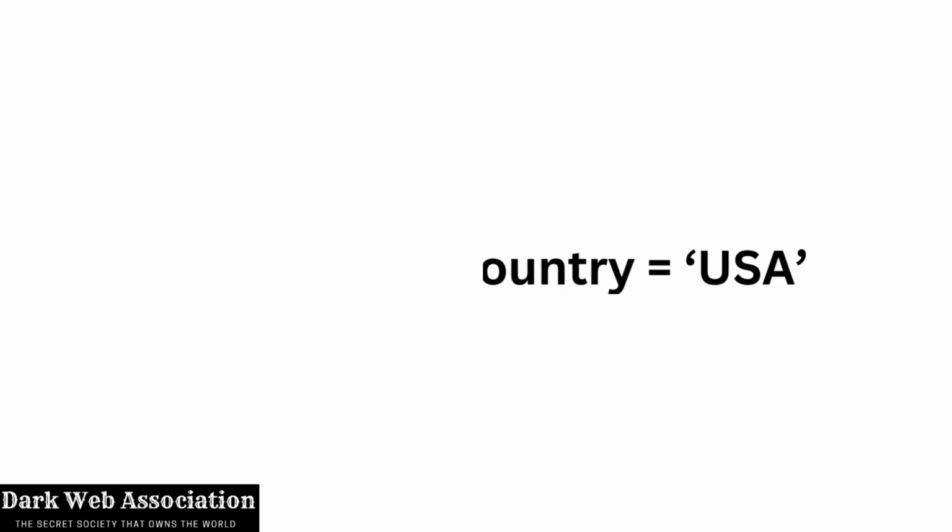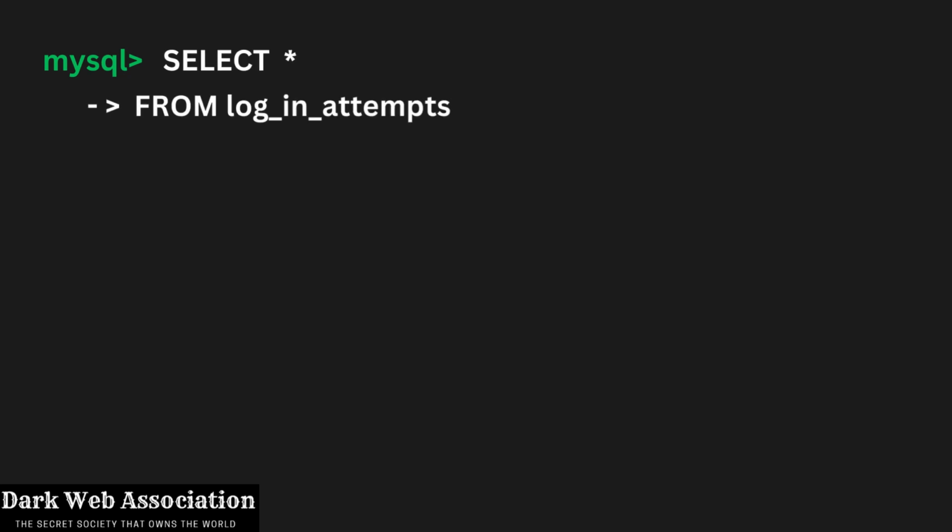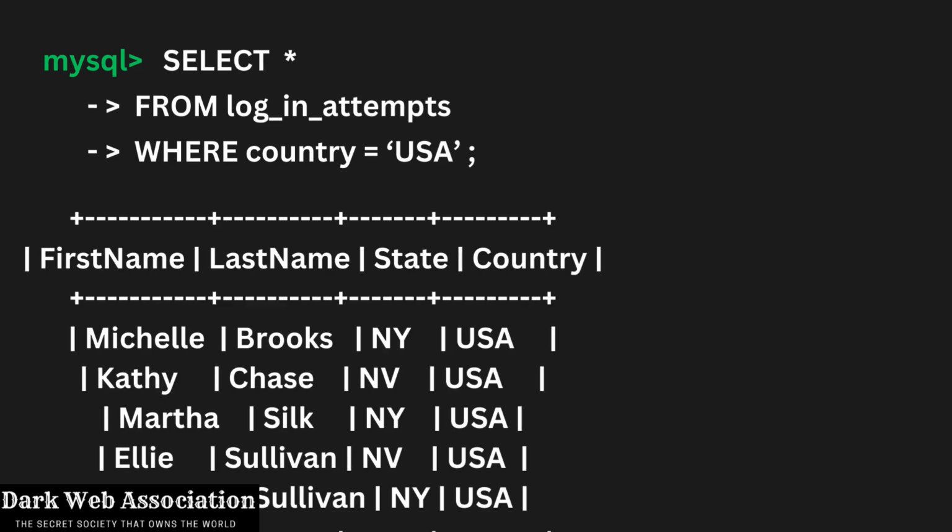Let's try putting it all together in SQL. We're going to start with selecting all the columns from the log_in_attempts table. And then add the where filter. Don't forget the semicolon. This tells us we finished the SQL statement. Now, let's run this query. Because of our filter, only the rows where the country of the login attempt was USA are returned.